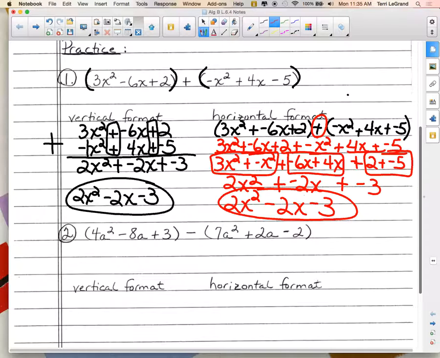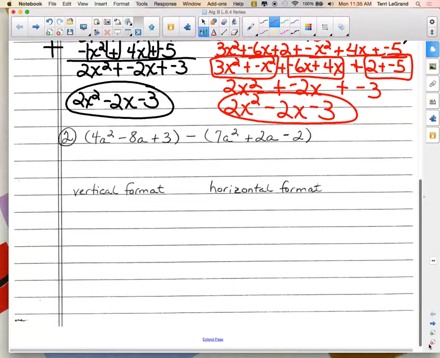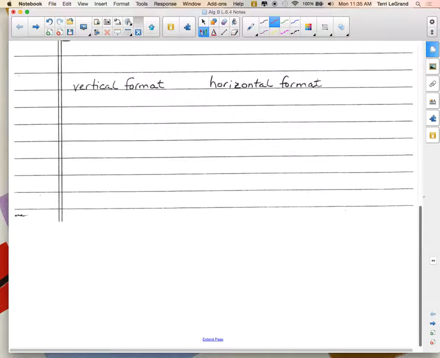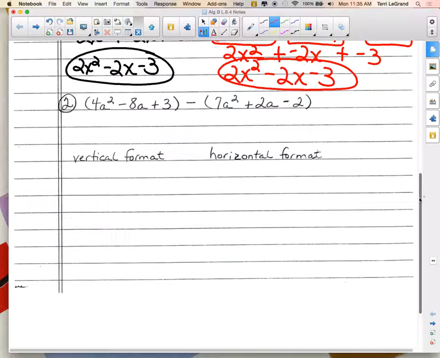Okay, then let's move on to this next one. What's different with this one? Subtraction. It's subtraction, okay? So the first thing we're going to do is change any subtraction within the polynomials only. It's the only thing we're going to do. We're going to leave it as a subtraction problem in between here. We're not going to change that. That's going to stay.